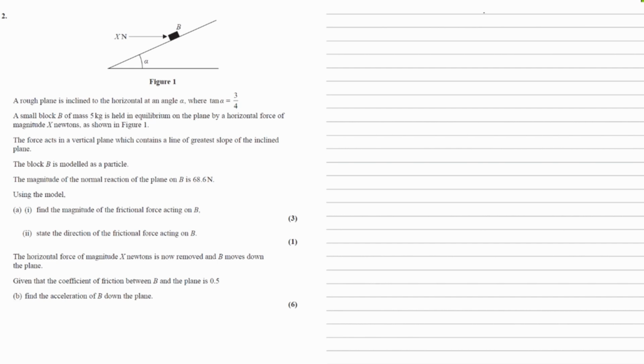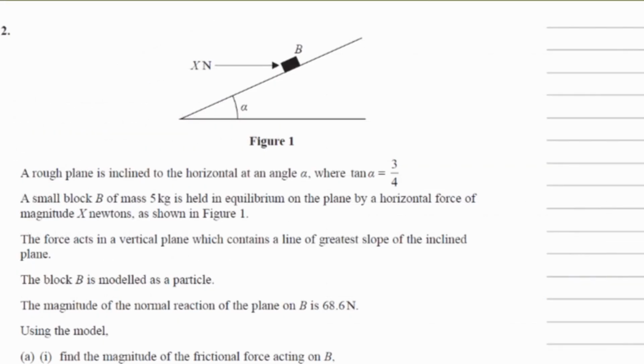The magnitude of the normal reaction of the plane on B is 68.6 newtons. Using the model, part A1, find the magnitude of the frictional force acting on B. So first, we would label our diagram to show all the forces that we've been given in the question. We've been given the mass as 5 kg, which means we have the force of the weight acting downwards, which would be 5g.